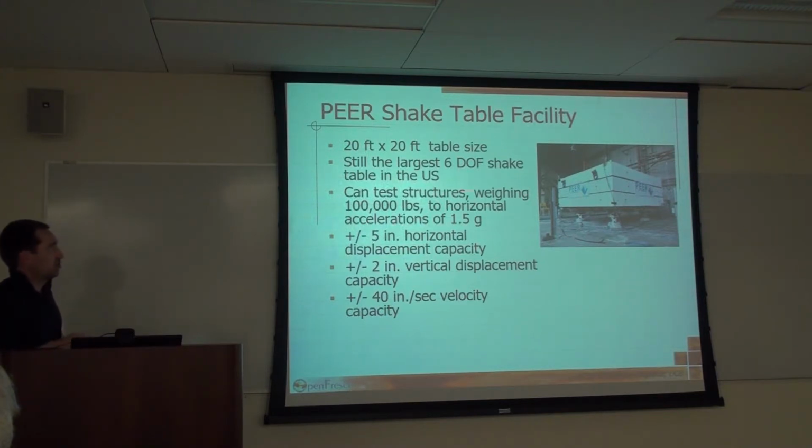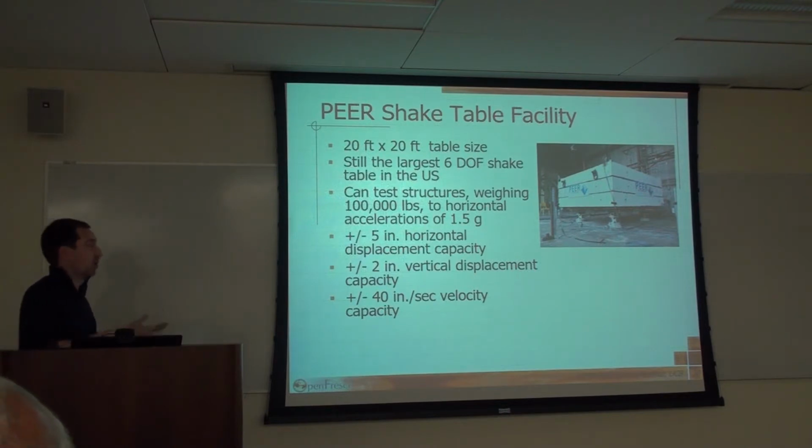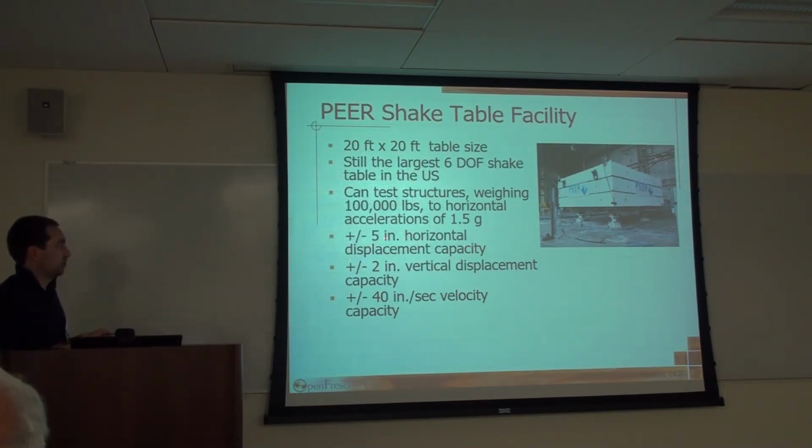It can test structures up to 100,000 pounds, and we can achieve up to 1.5 Gs in terms of accelerations. Displacement-wise, it's on the smaller side because it's an old table. Both horizontal directions are plus minus 5 inches, and the vertical direction is plus minus 2 inches. Velocities that we can achieve are about 40 inches per second.